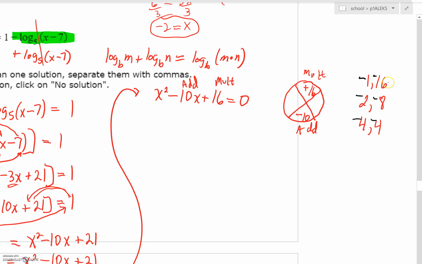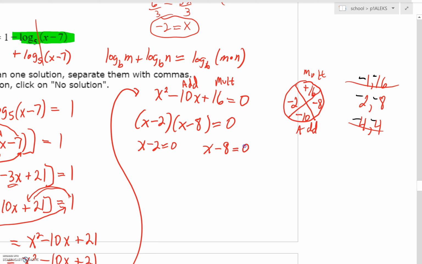So here are our only possibilities. Which one of these will add to negative 10? Well, not negative 1 and negative 16. That adds to negative 17. Negative 2 and negative 8 do work. Negative 2 plus negative 8, losing $2, losing $8, it's like losing 10. Obviously, a negative 4 and a negative 4 won't work. So you'll have x minus 2, x minus 8. And then you have to set both of these equal to 0. And it only takes a moment to solve. You'll get x is 2. Here you add an 8, you'd get x is equal to 8.